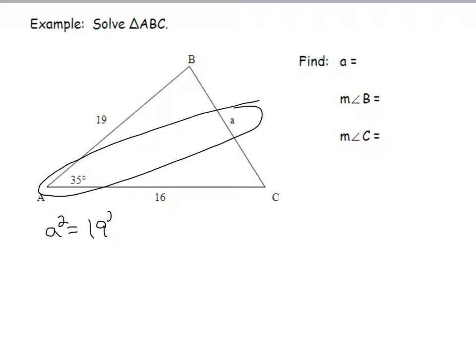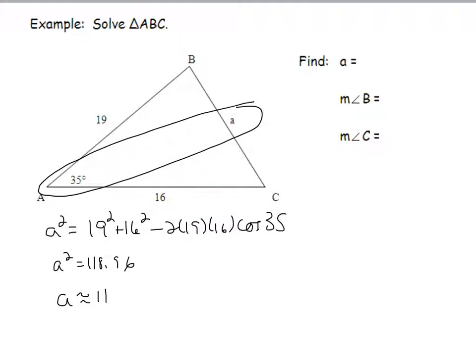So A squared equals, what is it? 19, 16. So 19 squared plus 16 squared, minus 2 times 19 times 16, and then the cosine of 35. Please find A. Come back, and then we'll see if we end up with the same answer. All right, remember, because of the problem, you could type all of this in. You get 118.96, and then when you take the square root, you get A is about 11.